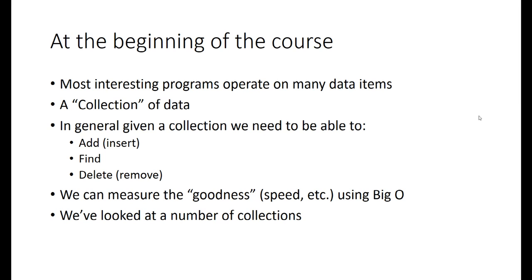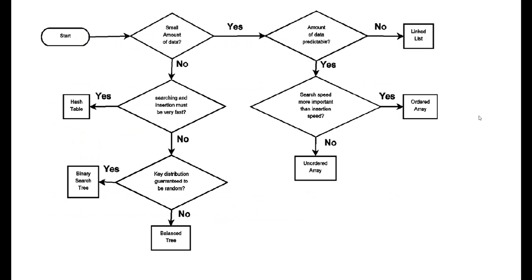We looked at a number of collections, and you recall we started with something very simple. We started with an unsorted array, and we looked at whether that was a good solution or not and compared it to a sorted array, and we went from there. The whole course has been about, given a general collection of data items, what kind of performance do we get adding, finding, and deleting, particularly finding from it, and of course with some deviations.